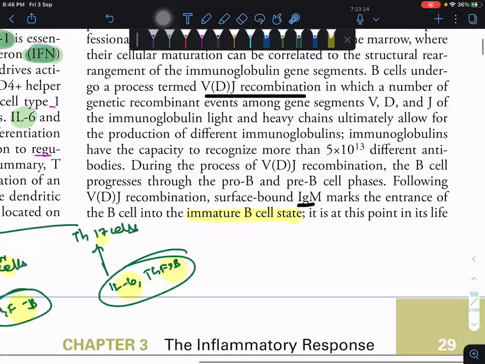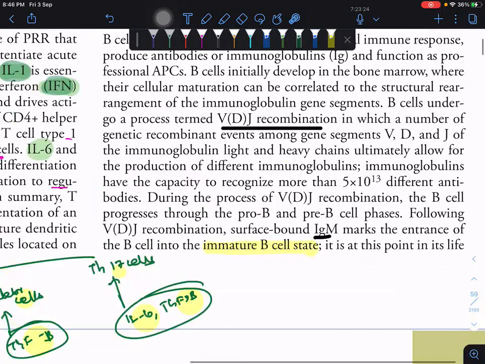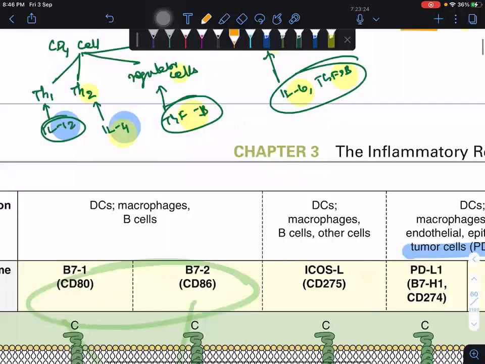So B cell, what is happening is that the B cell undergoes a process called VDJ recombination. No need to go in depth, just remember that VDJ recombination occurs in the B cell. After VDJ recombination, the B cell goes through the pro B cell, pre B cell, and immature B cell stages. Then it will go to the spleen.